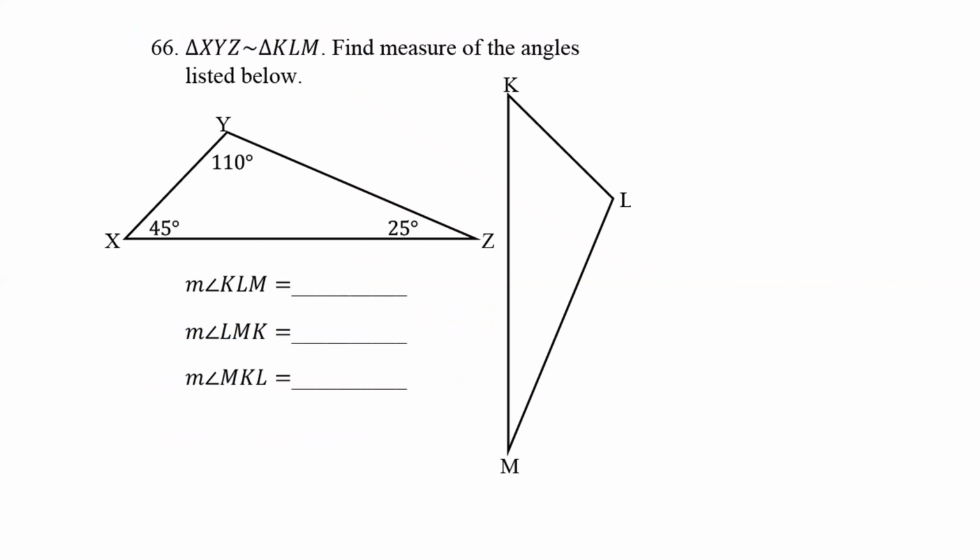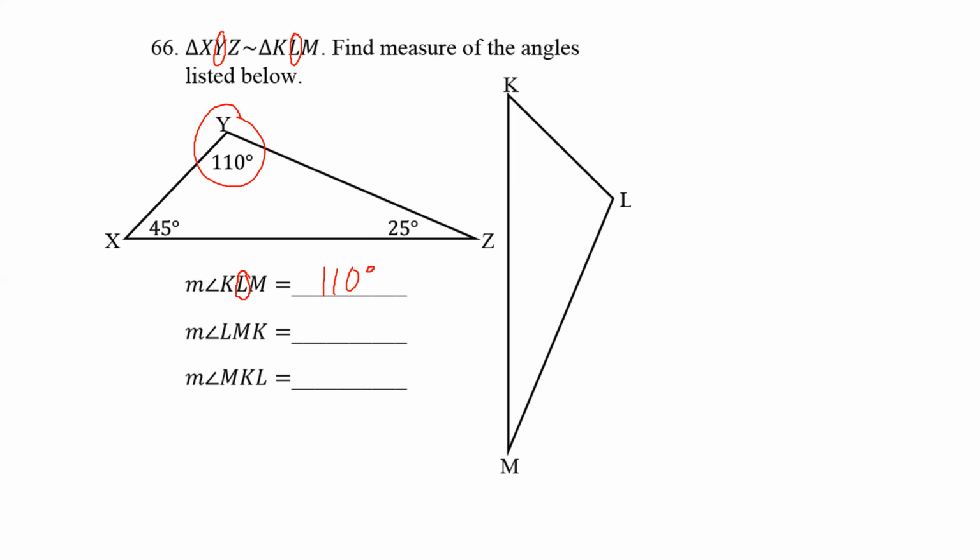All right, number 66. Again, that statement at the top tells us how they're matching up. Find measure of the angles listed below. So on this one, we have measure of angle KLM. Well, again, the vertex is at L. Looking at that original statement at the top, that's in the same position as Y. So what's the angle measure at Y? It's 110.